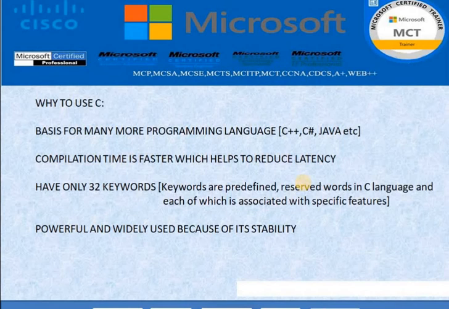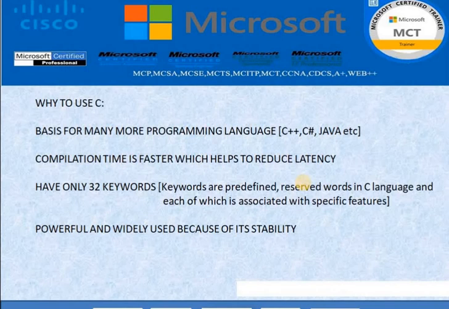Specifically, why C? Number one, this is the basis for many more programming languages. That means if you have a good understanding of the C programming language, trust me, more than 50% of C++, C#, Java, JavaScript, you know all by default. So that's why it's mandatory to learn if you want to be a good programmer.